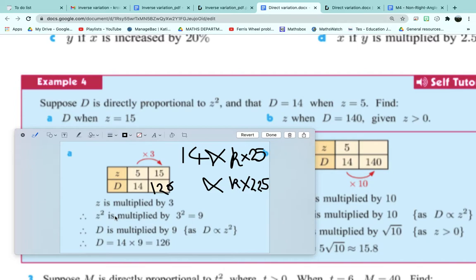If you prefer not to do it that method, you can pause the video and have a look at this method here.